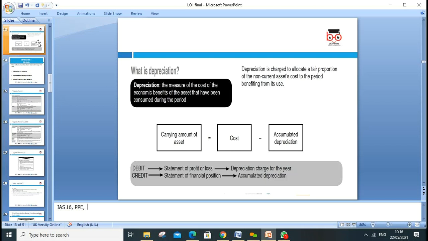Carrying value means, after the depreciation, what is the value left? So the cost when we bought it, less accumulated depreciation, how much has been depreciated, equals the carrying value.